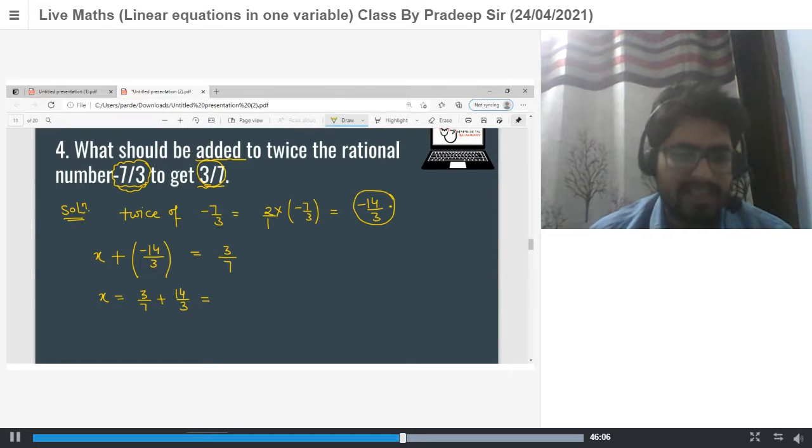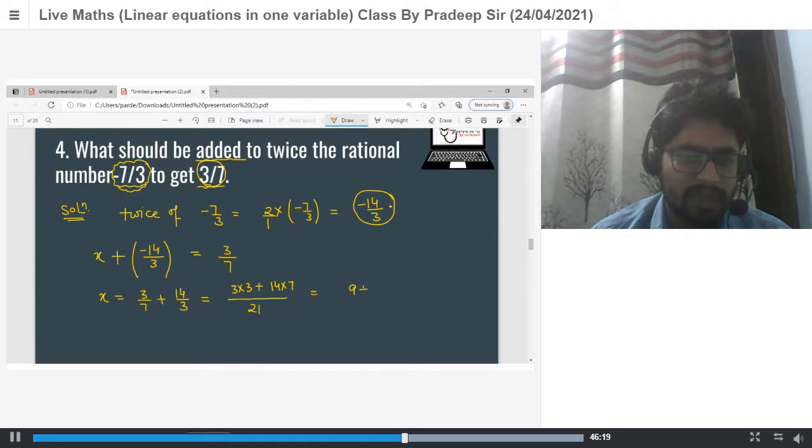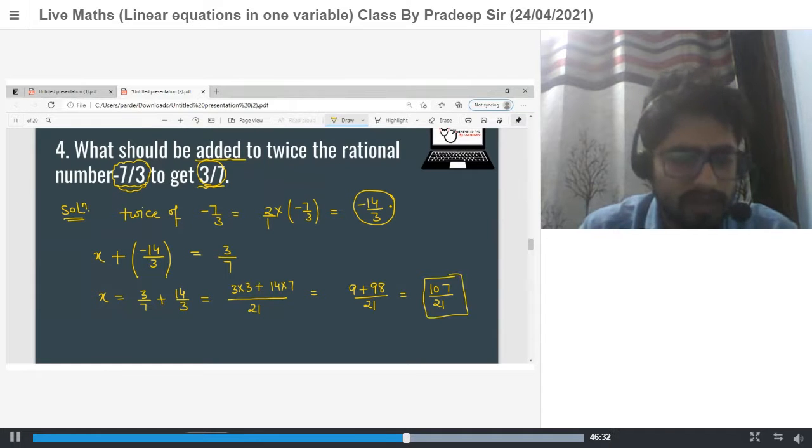Now take the LCM. LCM is 21. So this will become 3 into 3 plus 14 into 7, divided by 21, which is 107 by 21. This is your x. You have to add 107 by 21 to twice of minus 7 by 3 to get 3 by 7. Got it?